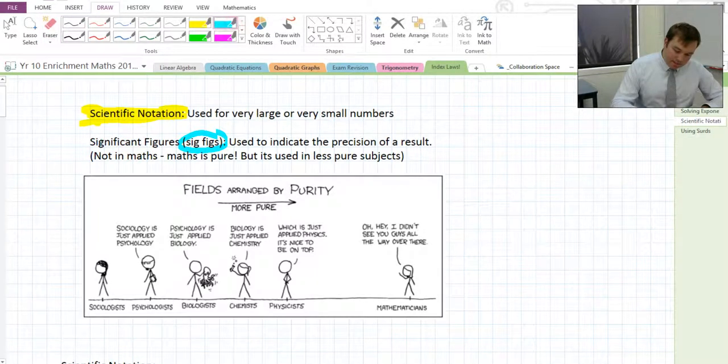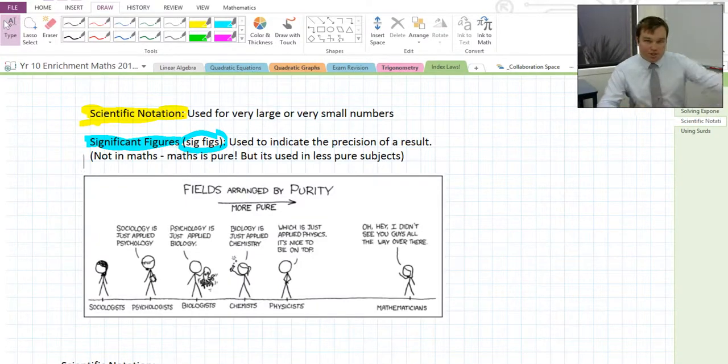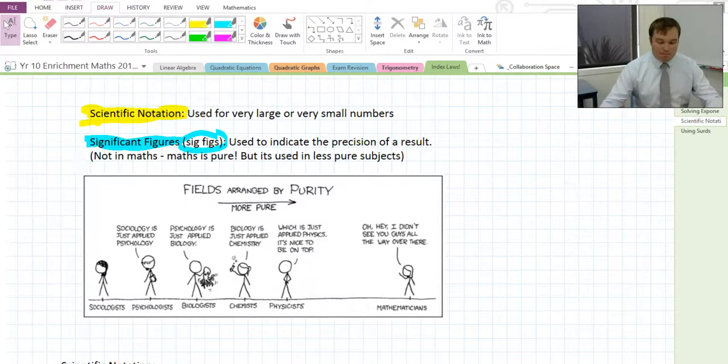Now, sig figs appear a huge amount in science, and they're used to tell us the precision of a result. We don't really use them in maths because maths is pure, see the cartoon, but they're used a lot in the sciences. So in maths we tend to cover them, and in VCE levels you'll need to know them as well as decimal places. You can all round to 2 or 3 decimal places, I hope. By VCE you'll be expected to answer to significant figures as well. So the question might say answer to 3 significant figures, and that may be different to answering to 3 decimal places, and I'll explain why.